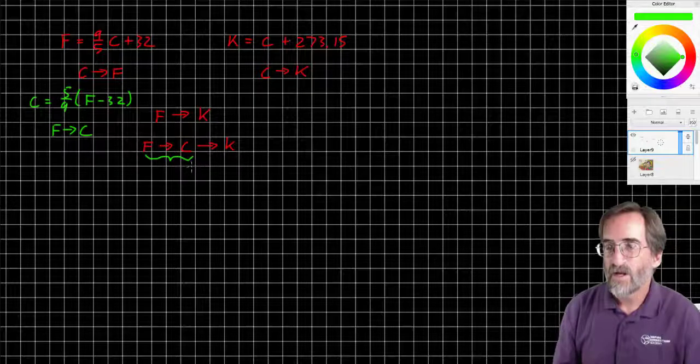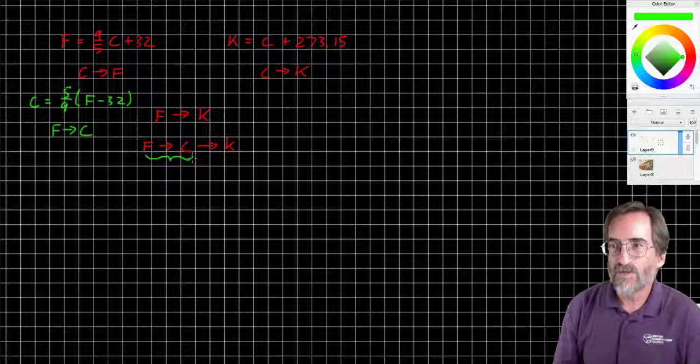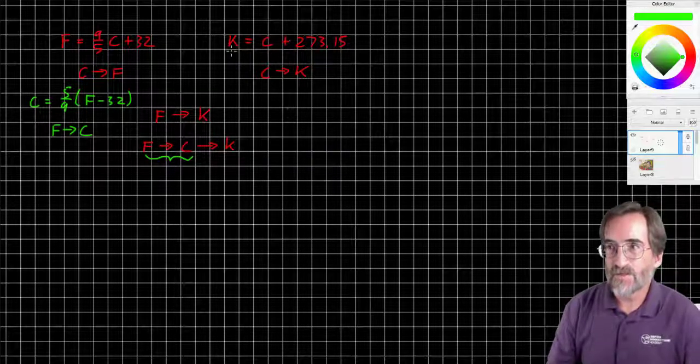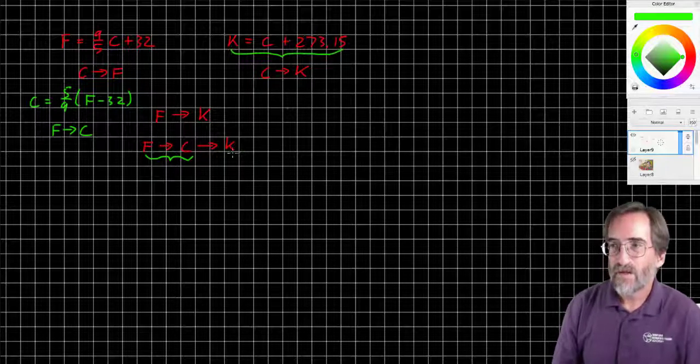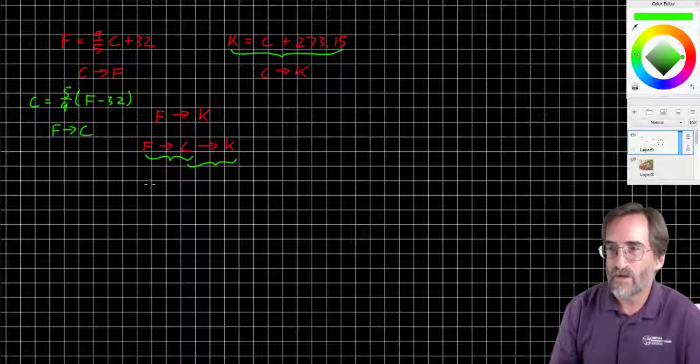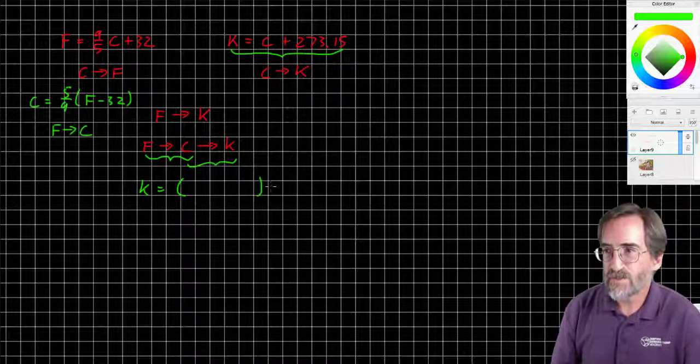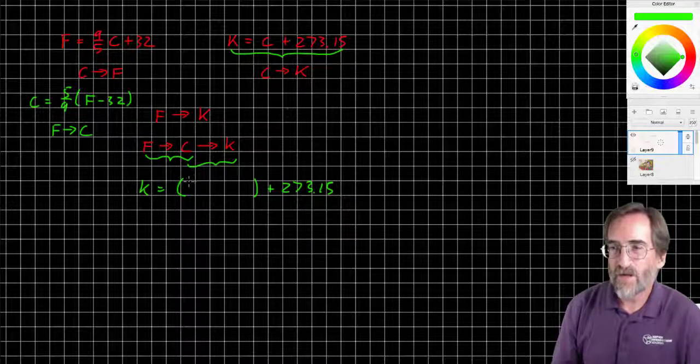Fahrenheit, give me Celsius. Now once I have Celsius, I need a formula to turn Celsius into Kelvin. So I need a formula for Kelvin based on Celsius, and there I have it right here. So first I'm going to change Fahrenheit into Celsius, and then I'm going to put that in the formula for Kelvin. So basically, here's what I do. I'm thinking of the Russian doll. We work backwards. We start with the Kelvin formula. Kelvin equals Celsius plus 273.15.